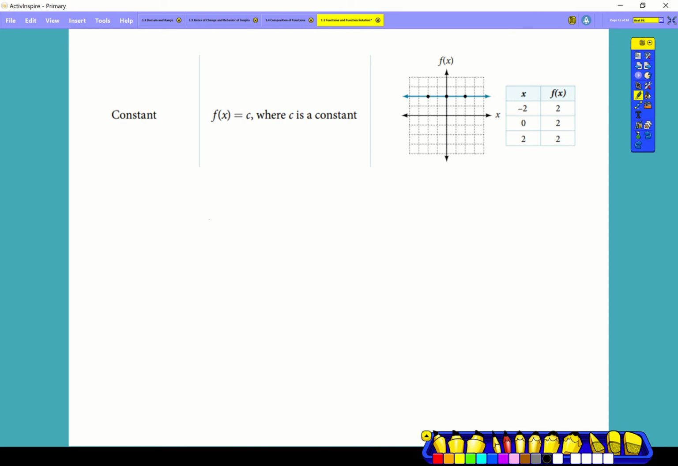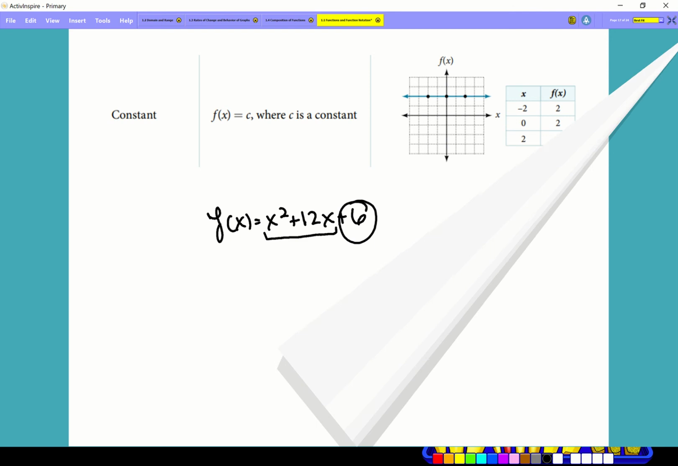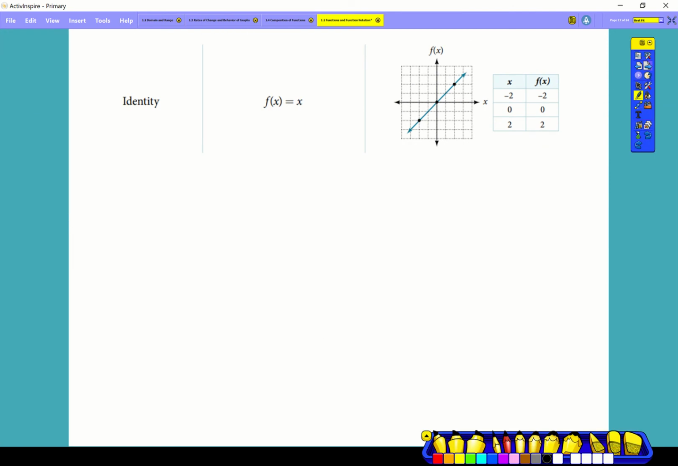So if you saw plus 12x plus 6, this is a constant function. You could say that this is some piece plus the constant function. This is the identity function. It identifies as itself, so whatever you put into it, you will get out of it.